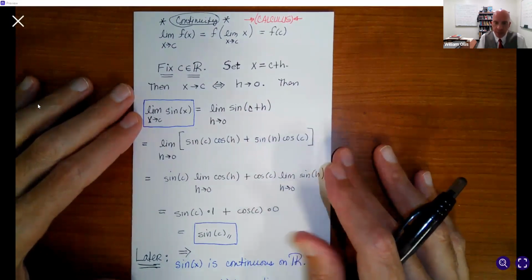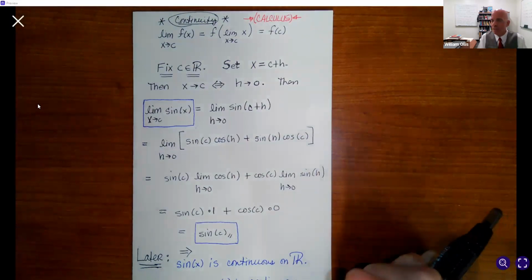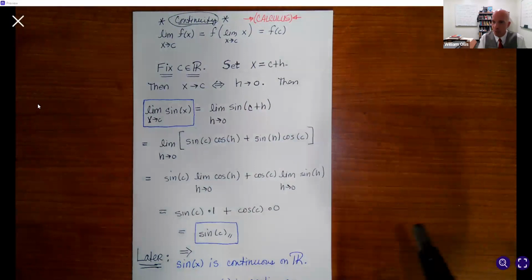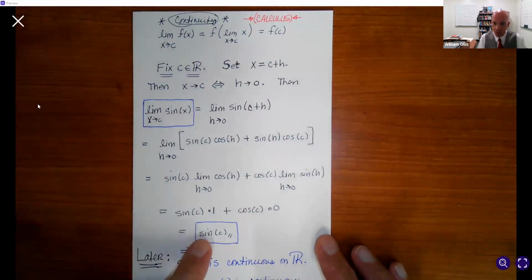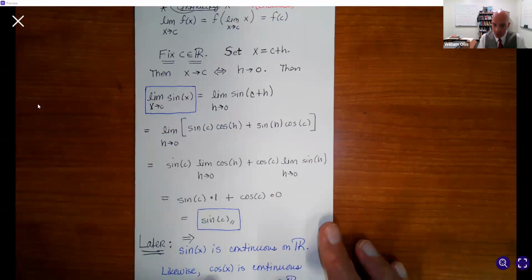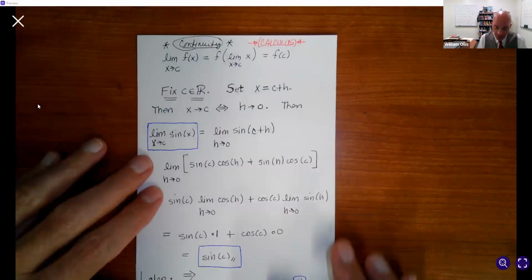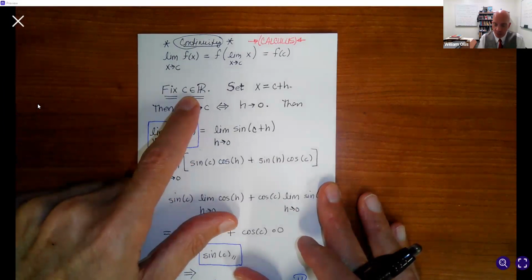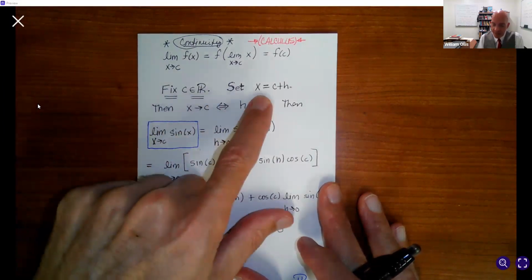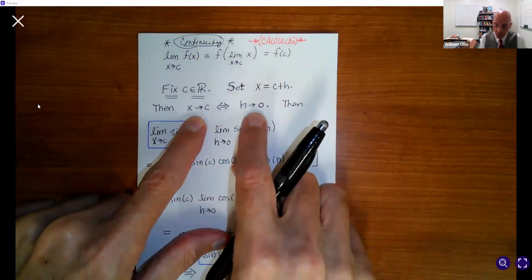Now, to get the result that we can compute limits of sine x as x approaches c for any real number, we're going to cover that. And then, of course, by a similar calculation, as I've written down here, we can do the same for cosine. Now, notice if we fix a c in R, that is some real number, and set x equal to c plus h, we can look at the following limiting construct.